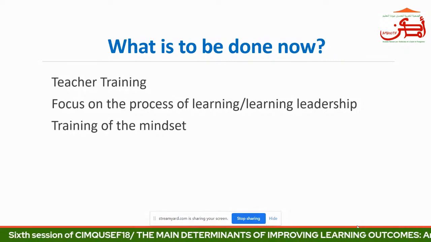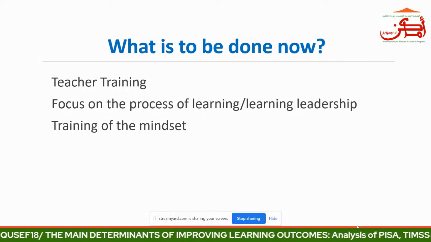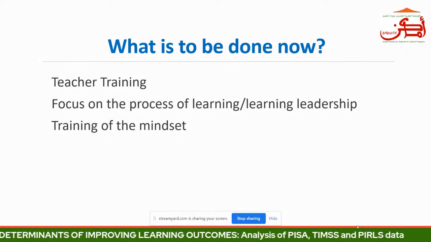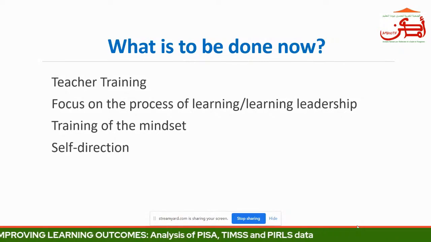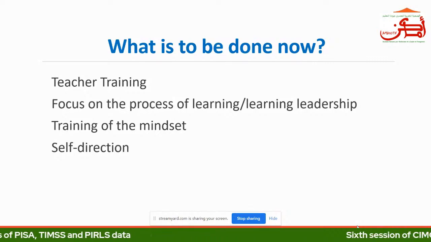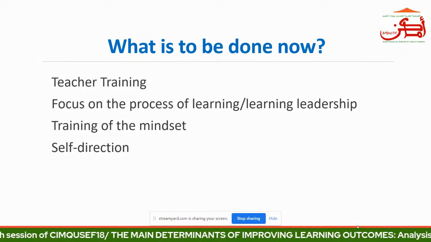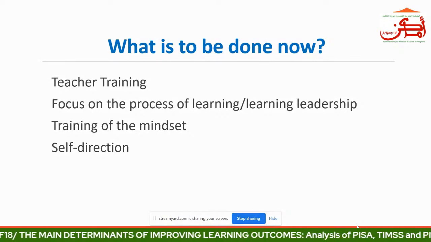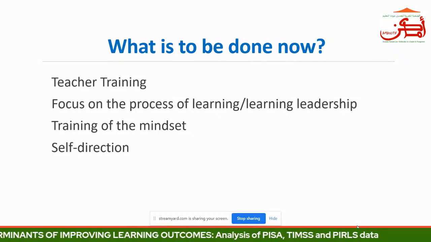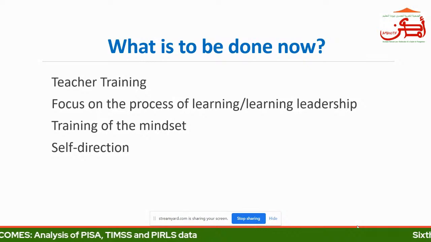Next is the training of the mindset. Yes, it is important that they change the mindset from fixed to a growing one. And next is self-direction, because generally learning is online these days, and when students learn online, they need to be directed by themselves. So they need to learn that ability where they are directing and monitoring themselves, and they know what kind of strategies they need to use while learning. They need to improve their metacognition also, where they know what approach they need to use for understanding something, for learning something and for creating something new.